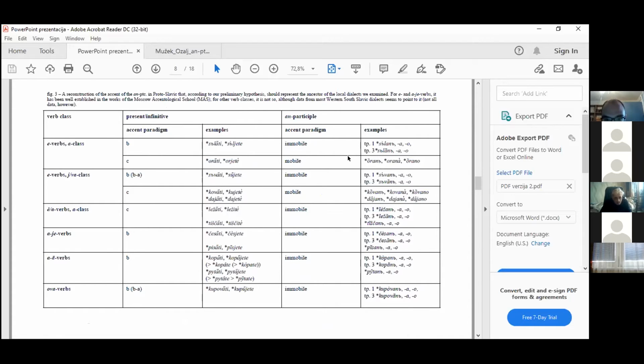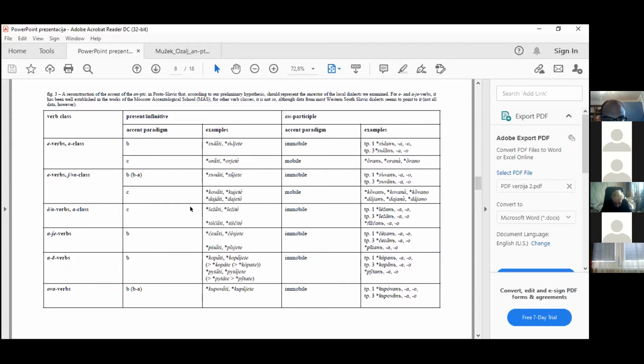We conclude that this participle in essence only distinguishes a mobile paradigm or accent paradigm C and an immobile paradigm or accent paradigm A. There was apparently no accent paradigm B in Proto-Slavic for whatever reason. And this immobile paradigm usually correlates with similarly immobile paradigm of the present. For example, in the E verbs such as sălati, săliete, where there is the participle sălan, while, for example, this verb whose present belongs to the accent paradigm C has a mobile participle.